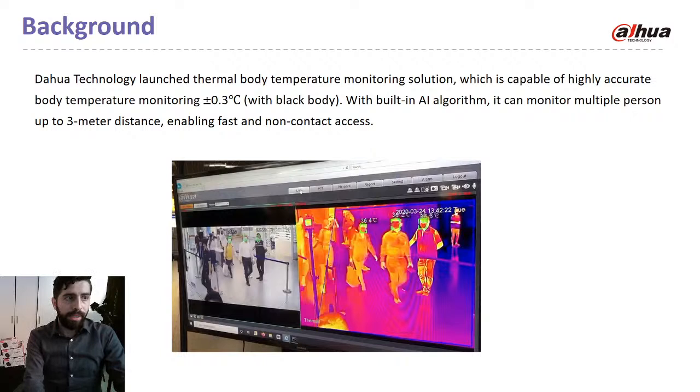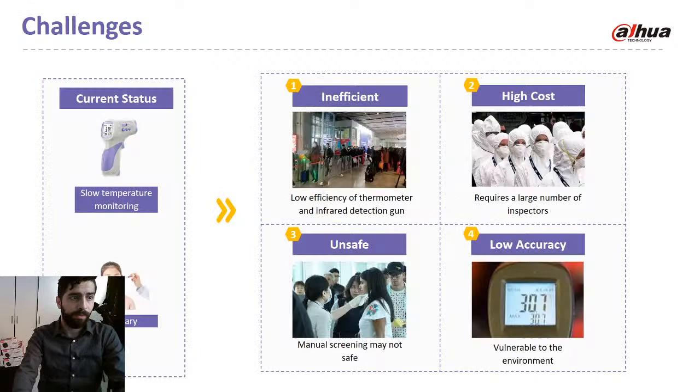So for the background, Dahua Technology launched the thermal body temperature monitoring solution, which is capable of highly accurate body temperature monitoring. The accuracy is plus and minus 0.3 with a black body. With a built-in AI algorithm, it can monitor multiple persons up to 3 meters distance, enabling fast and non-contact access. So the current status, slow temperature monitoring, is not efficient, high cost, unsafe, and low accuracy.